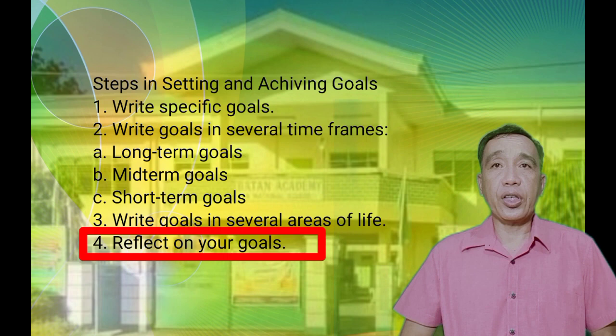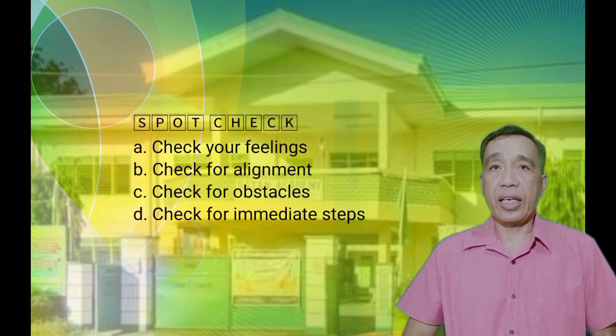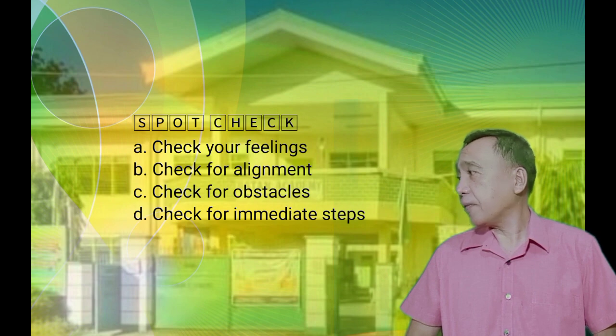Step number 4 is reflect on your goals. Take time to read and think about your goals and perform the following spot checks. Spot check. Letter A. Check your feelings. Do you have emotional connections with your written goals?